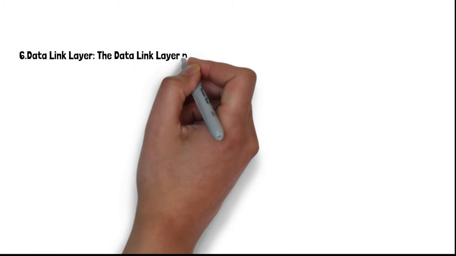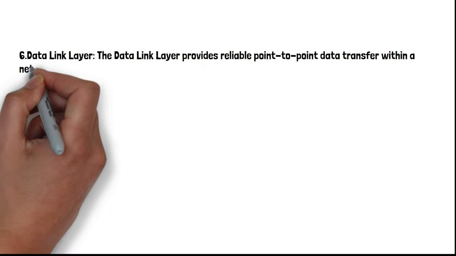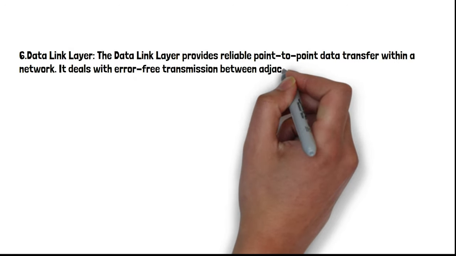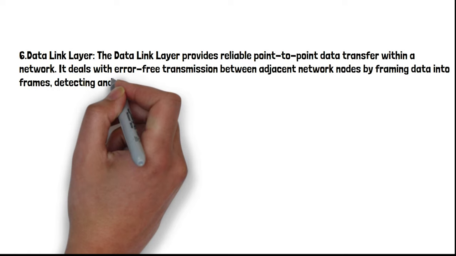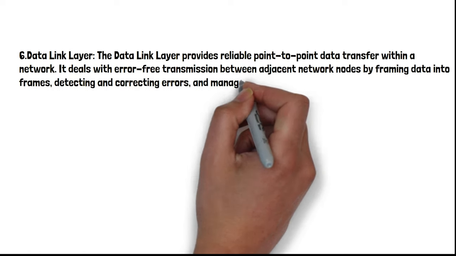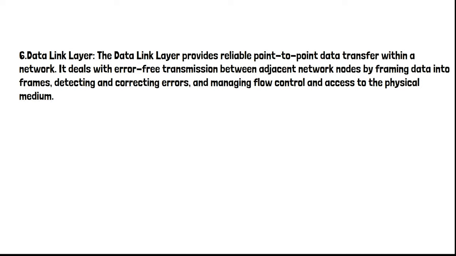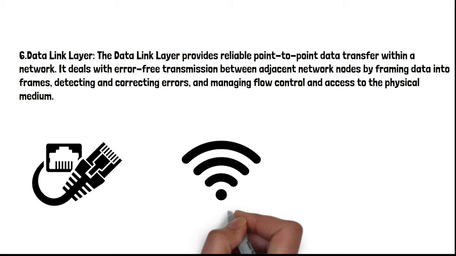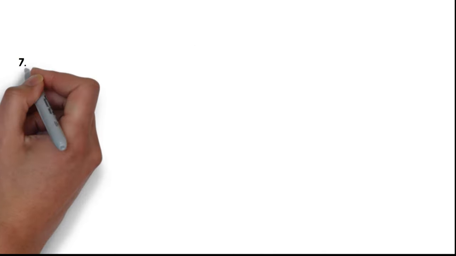Data link layer. The data link layer provides reliable point-to-point data transfer within a network. It deals with error-free transmission between adjacent network nodes by framing data into frames, detecting and correcting errors, and managing flow control and access to the physical medium. Ethernet, Wi-Fi, and point-to-point protocol, PPP, are examples of data link layer protocols.